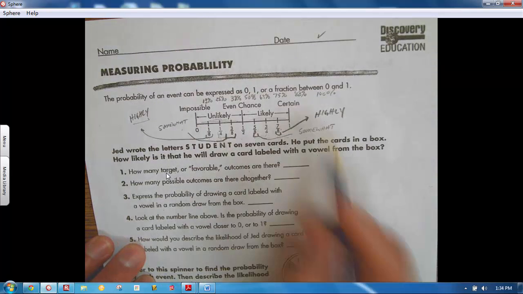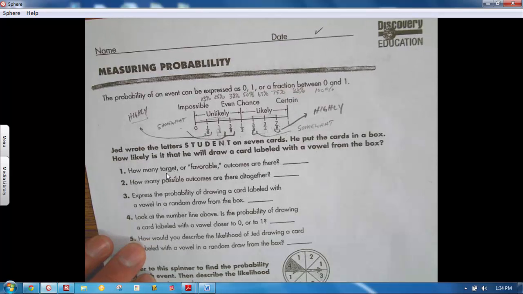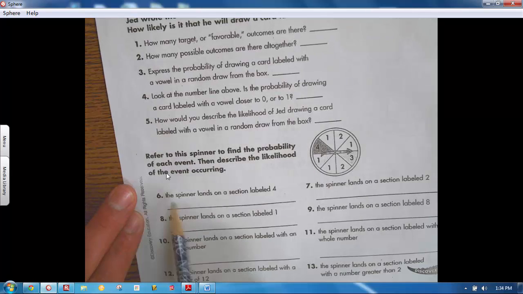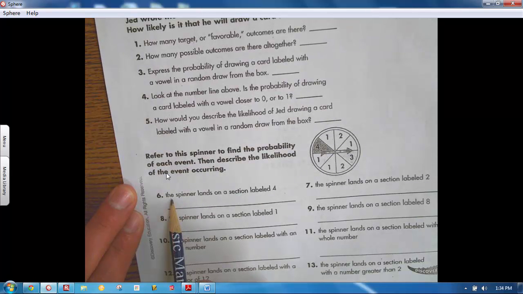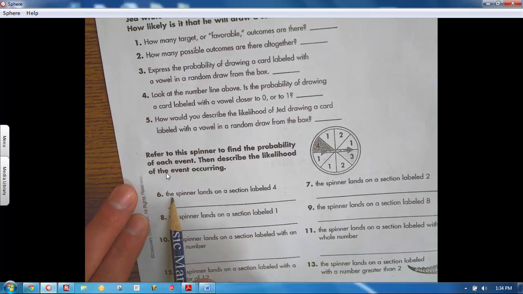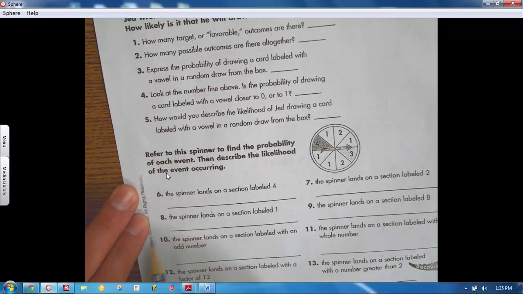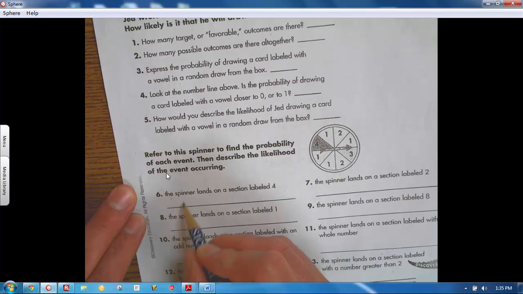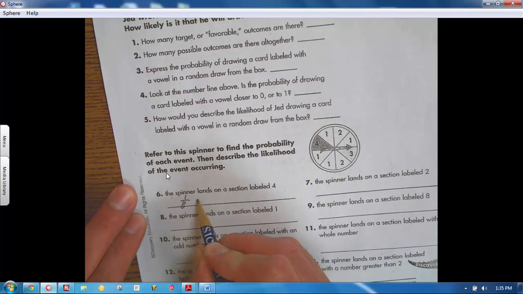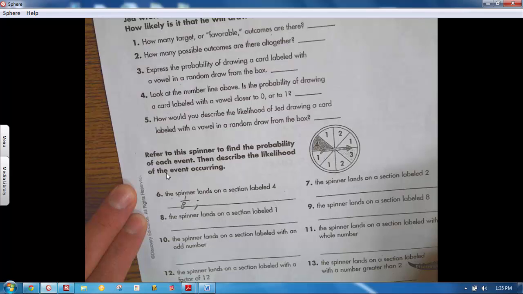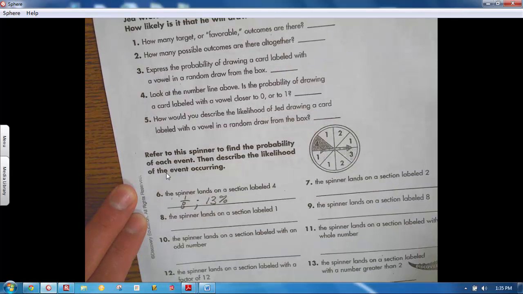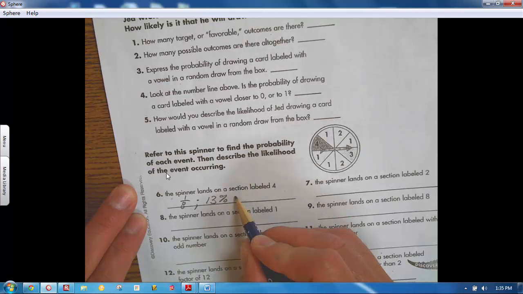Okay, so we're going to use those percents in that scale to help us with a couple example problems. For number 6, it's asking us for the probability that the spinner lands on a section labeled 4. Well, we've got one section labeled 4 out of 8. So that is a 1 in 8 chance. That's going to be the first way we form our answer. The second way is going to be as a percent, which is 12.5%. We'll just round up to 13.